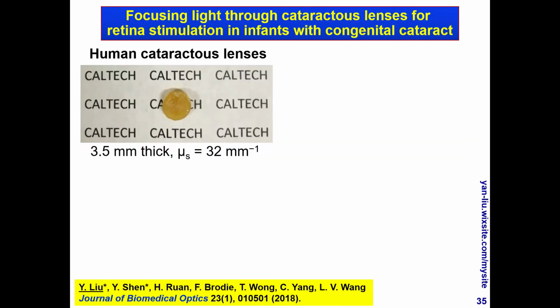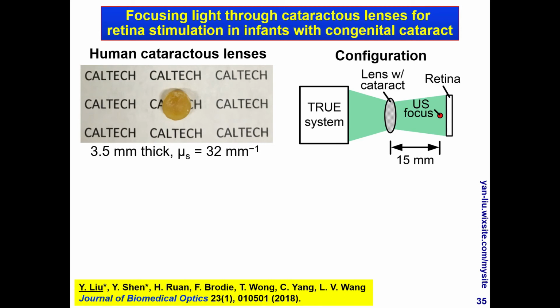This photo shows the cataractous lens sample we used from a donor. It has a scattering mean-free path of 32 inverse millimeter, so a thickness of 3.5 millimeter corresponds to more than 100 mean-free paths in thickness. Because of strong scattering, we can no longer see the letters underneath.